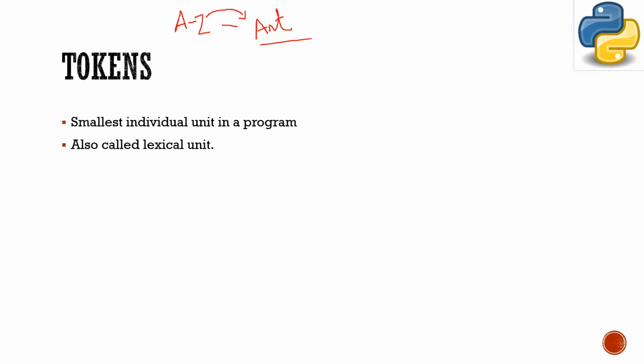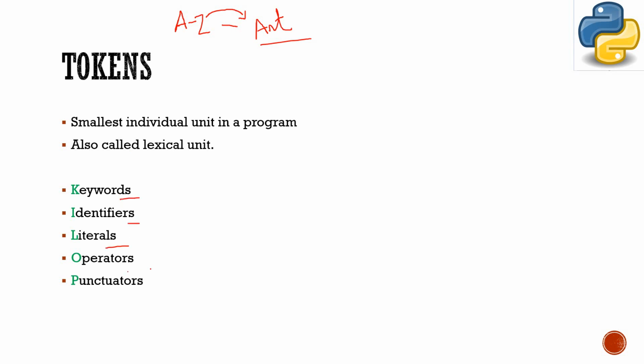Okay. Now, what types of tokens do we have? Just like in the English language, we have alphabets, we have special symbols, and other things. Same case in our language, Python, we also have 5 tokens: keywords, identifiers, literals, operators, and punctuators.